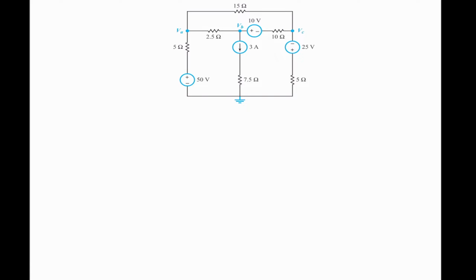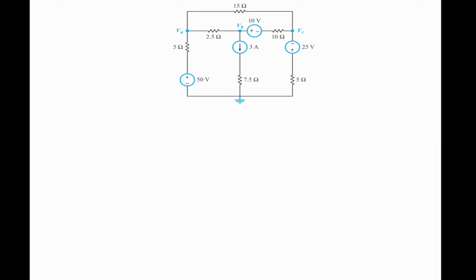Welcome back. In today's problem, we're going to use nodal analysis to determine the voltage at terminal VA, terminal VB, and terminal VC. In the circuit, we see that we have one, two, three voltage sources.